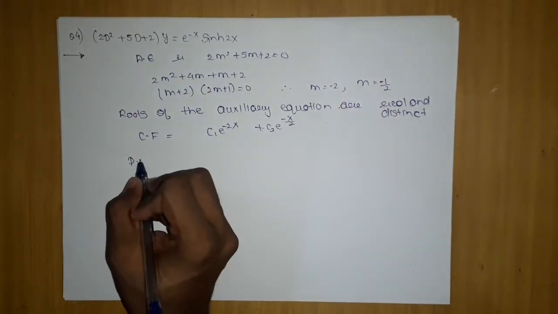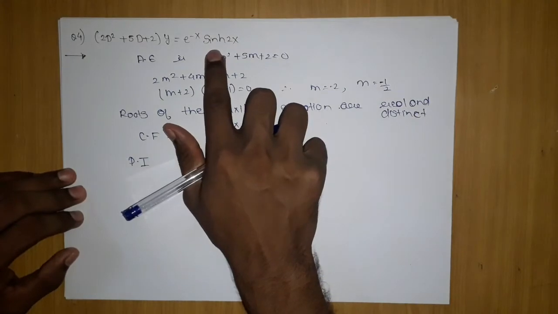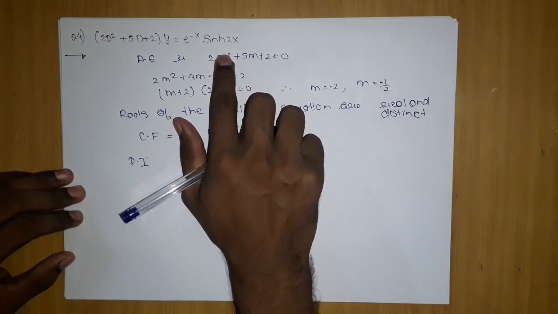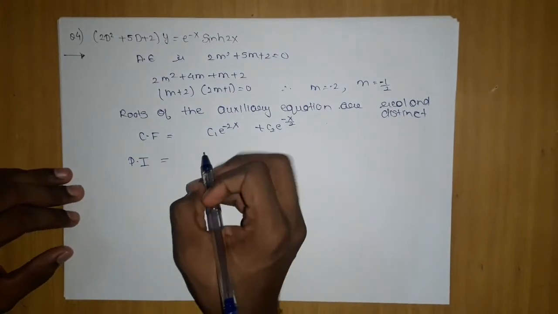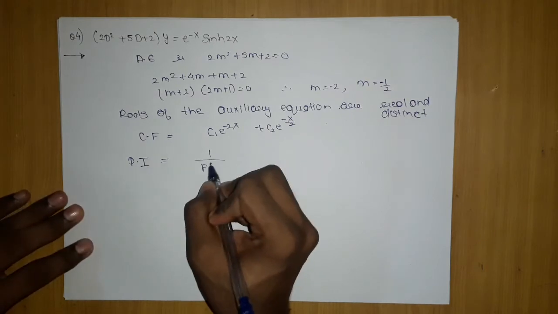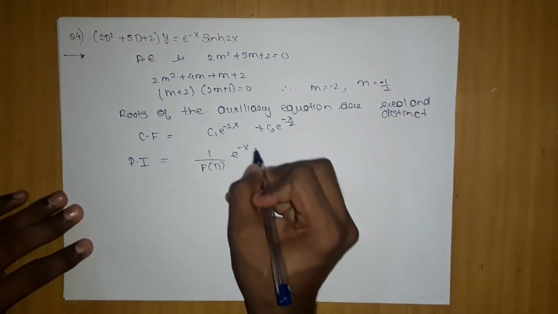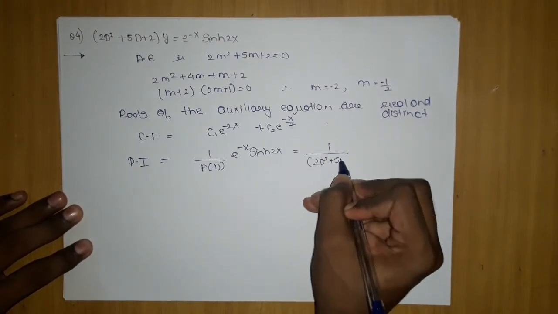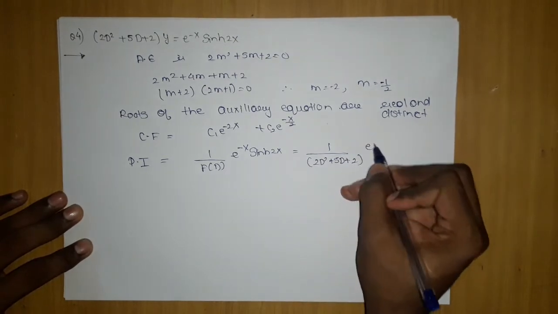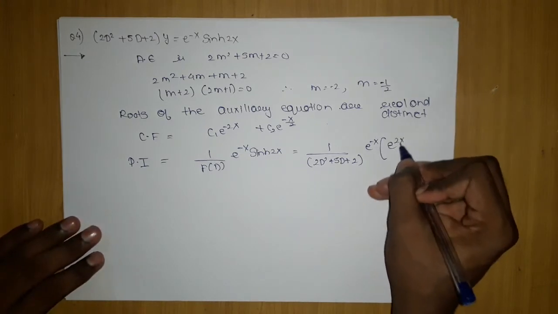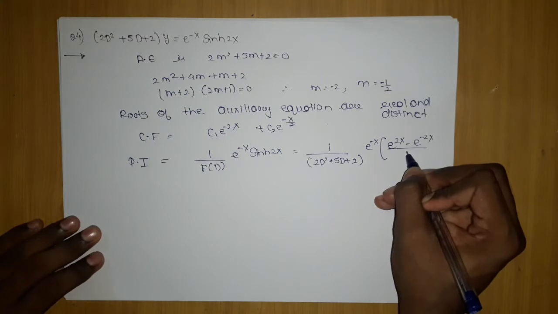Now the particular integral is similar here also. It was cosh 2x in the previous one, but here it is sinh 2x, and it can also be written in the exponential format. So don't get uncomfortable. You should know the formulas, then only will you be able to solve this. So you write 1 upon f of D into e to the power minus x into sinh 2x, which will be nothing but 1 upon (2D square plus 5D plus 2) into e to the power minus x. We will replace sinh 2x with its exponential form, which is (e to the power 2x minus e to the power minus 2x) upon 2.